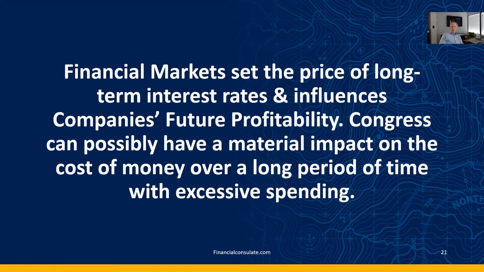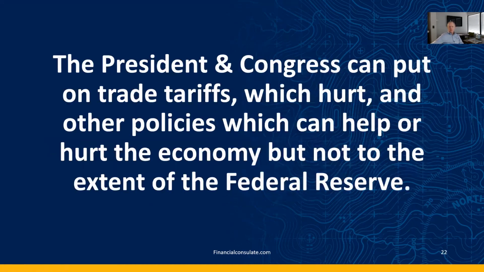So in the end, wrapping up, financial markets set the price of long-term interest rates. Congress has a material impact on the cost of money over a long period of time if they have excessive spending. And Congress and President can put on trade tariffs, which hurt. They can do other policies which can help or hurt the economy, but not to the extent of what the Federal Reserve does. So hopefully we've been able to at least paint an overall, a broad brush of an understanding.